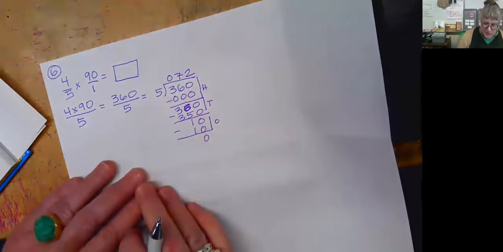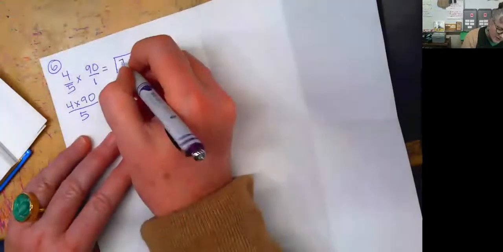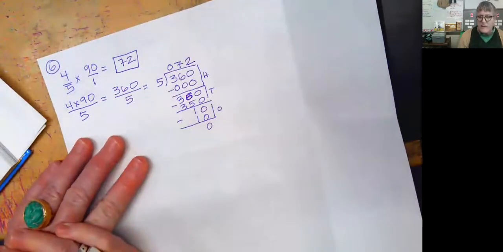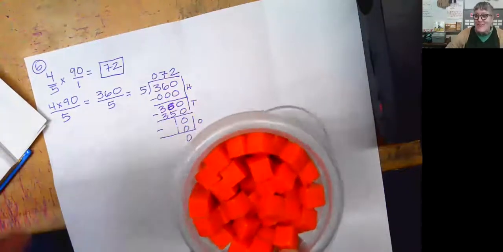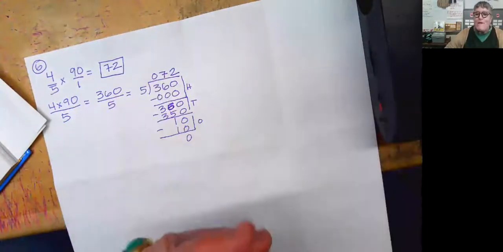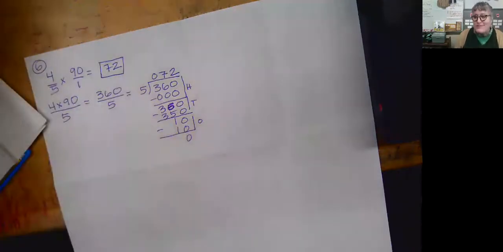All right, so we end up with 72 as our answer. So if I have 90 objects, let's say I had 90 little cubes, and I divided all 90 into 5 groups, 4 out of the 5 would be 72 cubes.